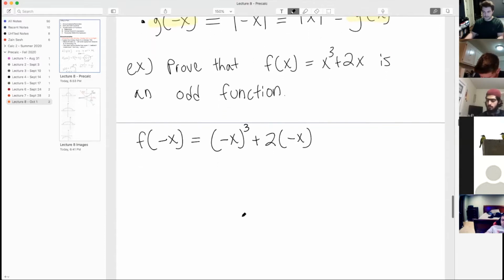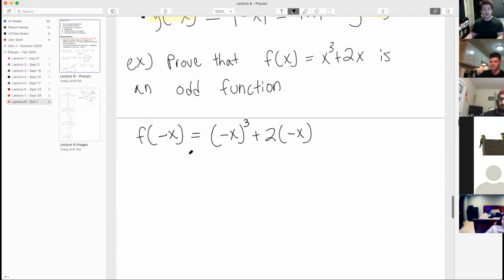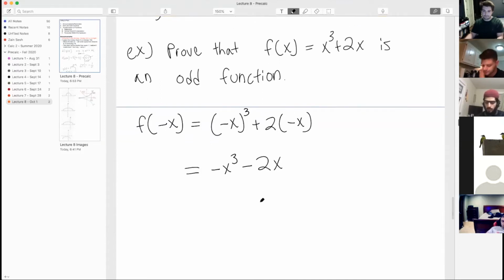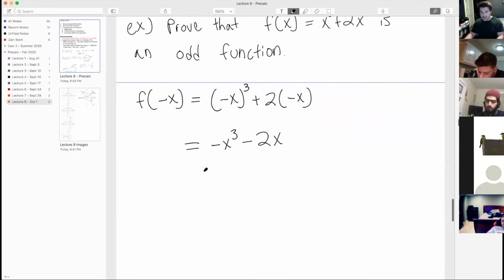Good. This is the same as negative x cubed minus 2x. Excellent. And now what can we do? We can actually factor out a -1 from this. So this is the same as negative 1 times (x cubed plus 2x).